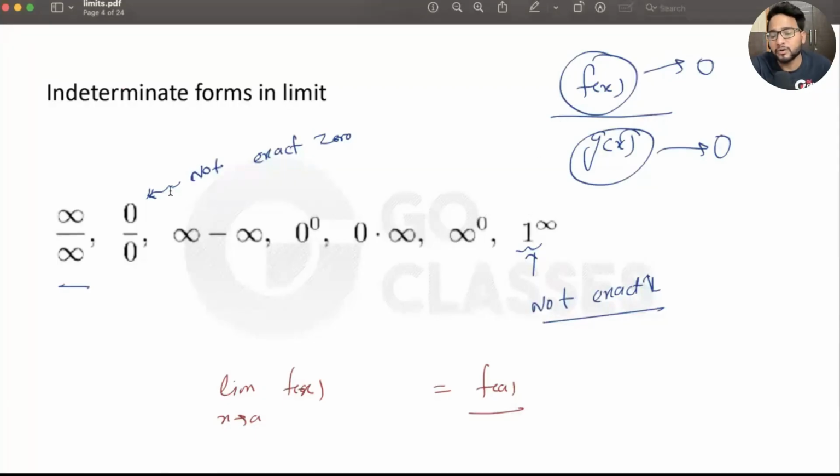Let's just see. You will often encounter these kinds of limits, these kinds of forms. Now, one thing worth noting here is this: can anyone tell me why 1 power infinity is not 1? Why are we saying it is an indeterminate form?